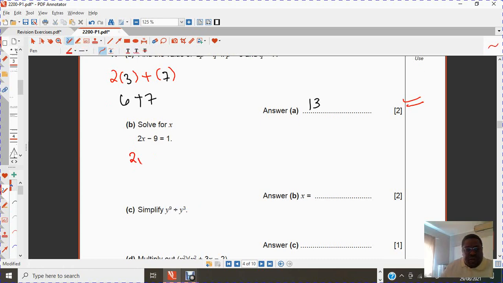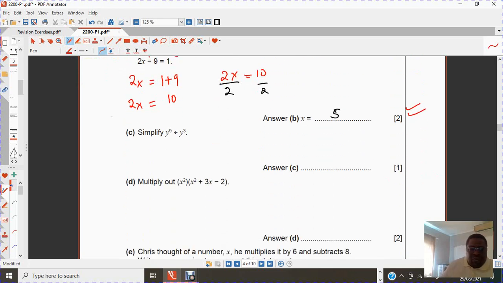So I have got 2x equals to 1, but now the 1 should be plus 9 because that goes over. All right, so then 2x equals to 10, and in order for you to find the value of x on its own, you divide throughout by 2. So therefore, x is equal to 5, and surely you can have a look and you'll see that x equals to 5.